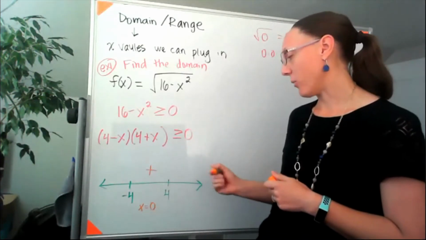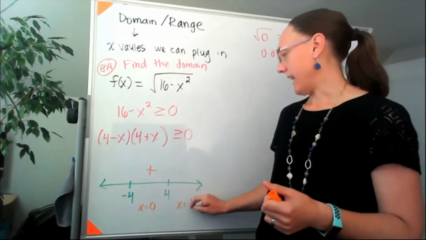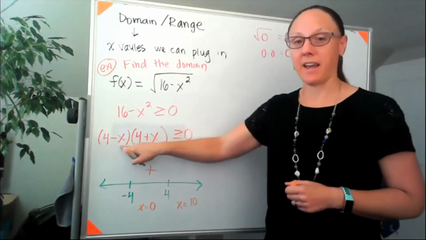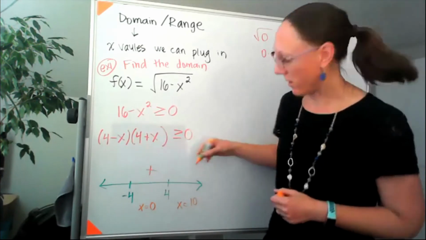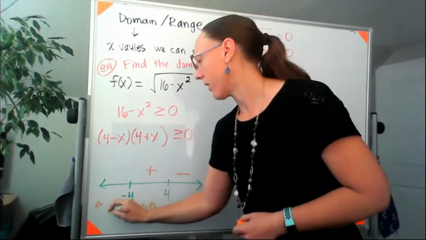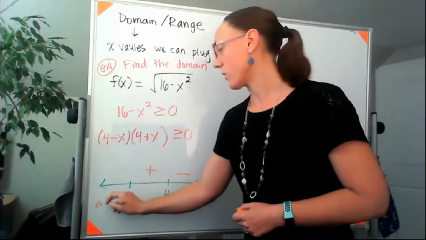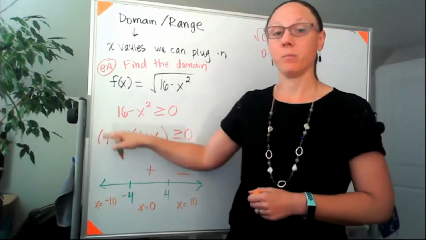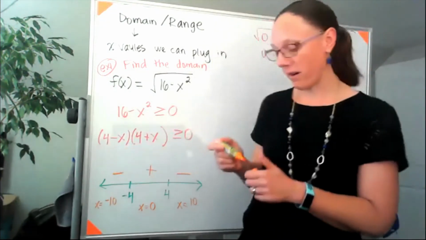So if I pick another value out here, something bigger than 4, like 10, if I plug in 10 for x, 4 minus 10, I'm looking at a negative number. 4 plus 10, that's a positive number. A negative times a positive. I'm going to go ahead and stick a negative on here. And if I come over here and I pick a number less than 0, sorry, less than negative 4, so let's go with negative 10, and I plug that in. 4 minus negative 10, well, that's positive, but 4 plus negative 10 is going to be negative. So I'm looking at a negative out there.